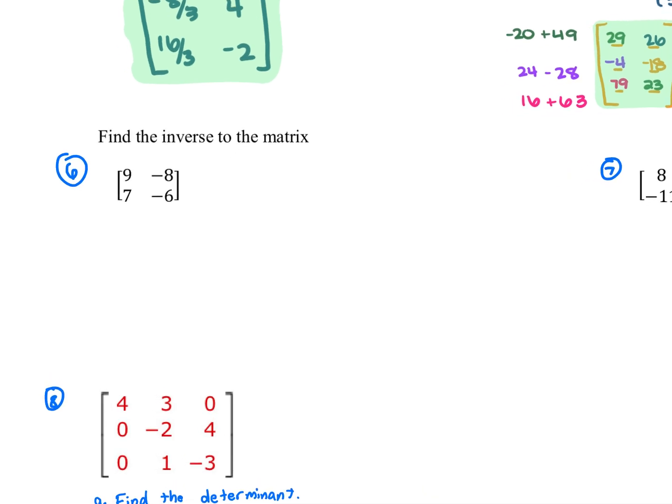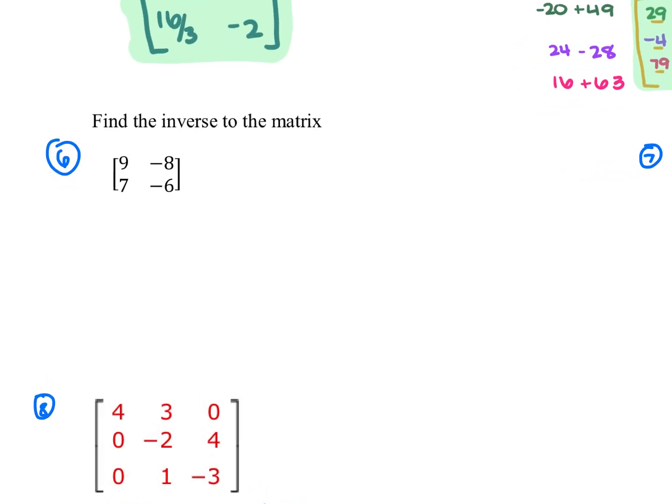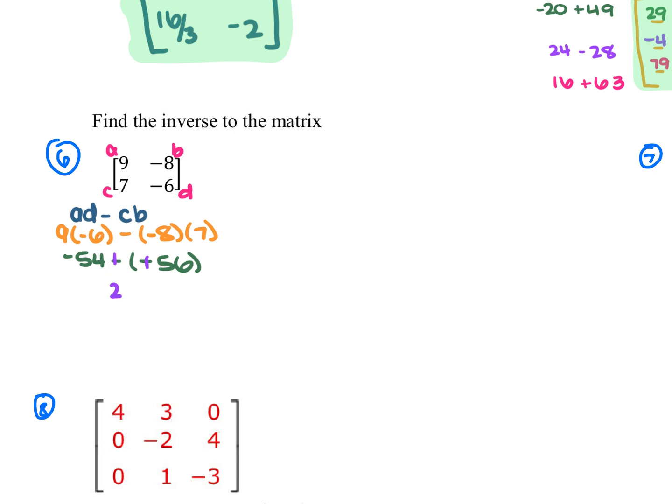So what this means, if we first find A, B, C, D, so we find A times D minus C times B. This is going to give us 9 times -6 minus -8 times 7. So that's -54 minus a -56. Double negatives turn to positives, so that's 56 minus 54, which is 2. The reciprocal of that is 1/2.